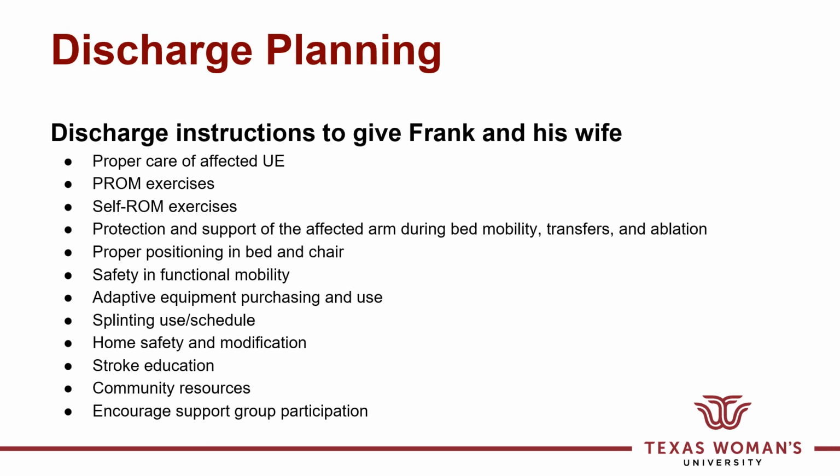Some of the instructions we would give would include proper care for his affected upper extremity, passive range of motion exercises, self range of motion exercises, protection and support of the affected arm during bed mobility, transfers and ambulation, proper positioning in his bed and chairs, safety and functional mobility, adaptive equipment purchasing and use, splinting use and schedule, home safety and modifications, stroke education, community resources, and we want to encourage support group participation as well.